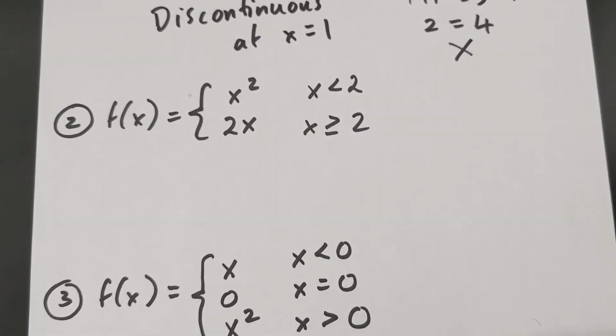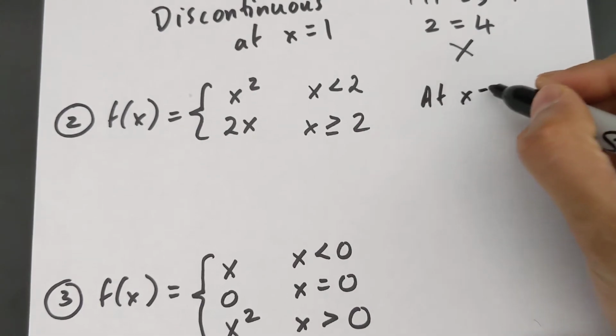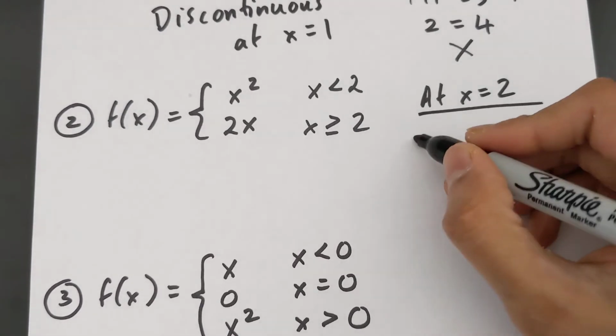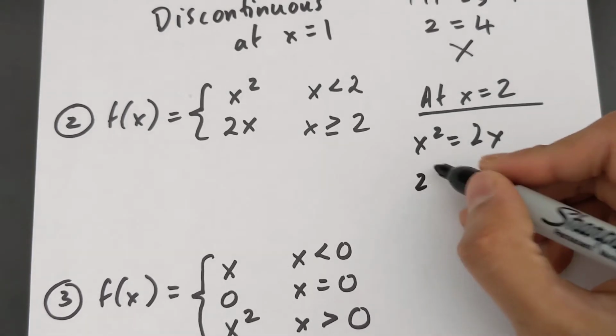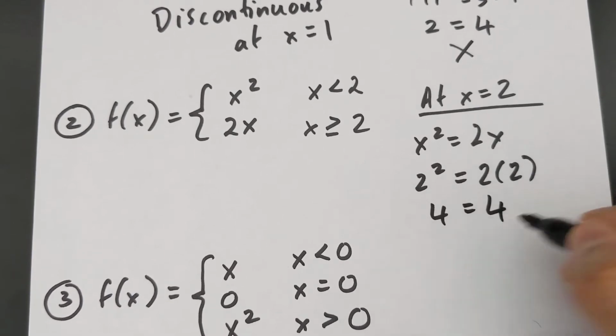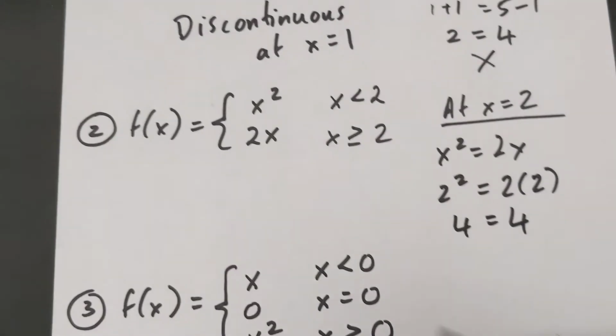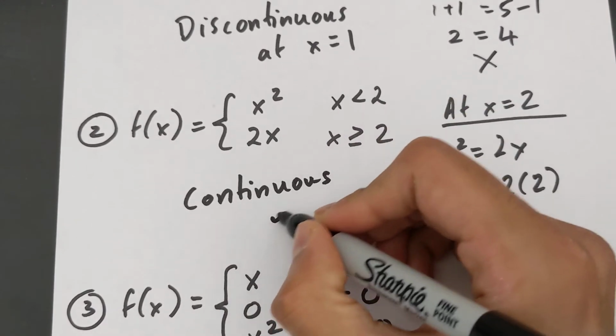Let's try the same thing for question number 2. So our common point here is at x equals 2. So x squared equals 2x. I'm going to sub in my point of 2. So 2 squared equals 2 times 2, 4 equals 4. That is true, which means that the function is continuous everywhere.